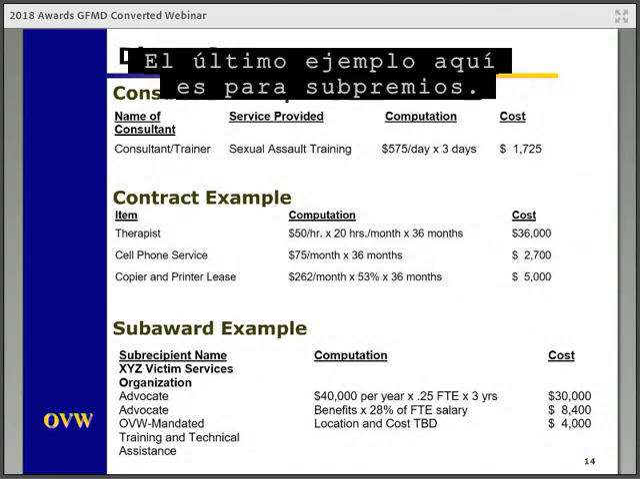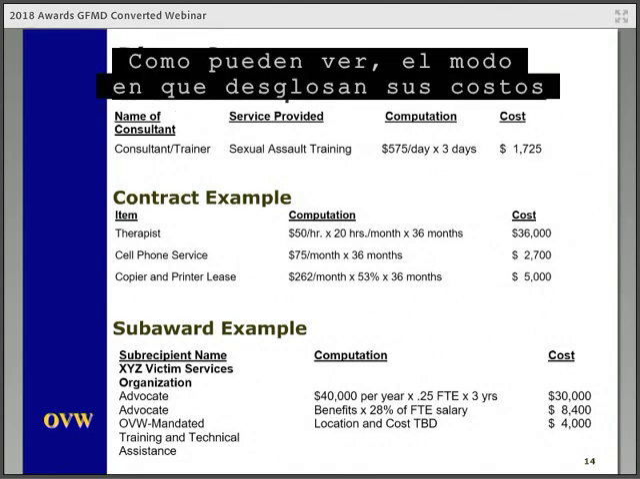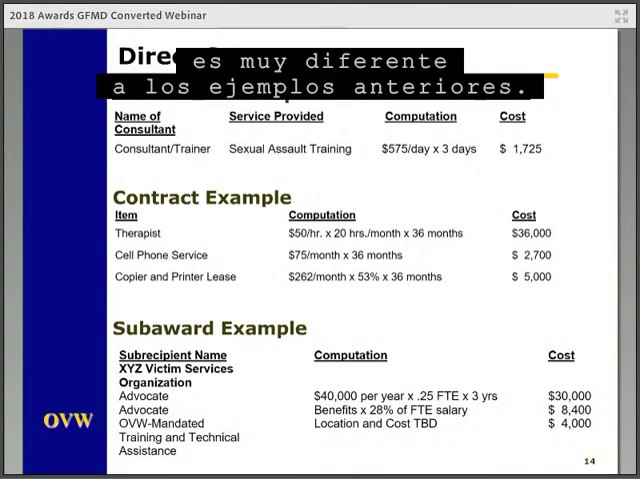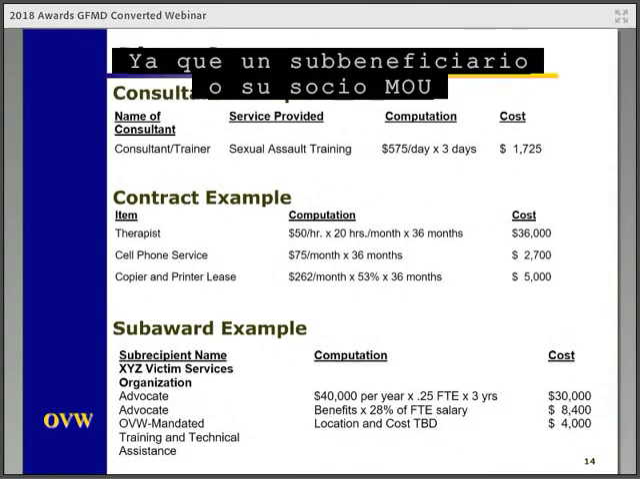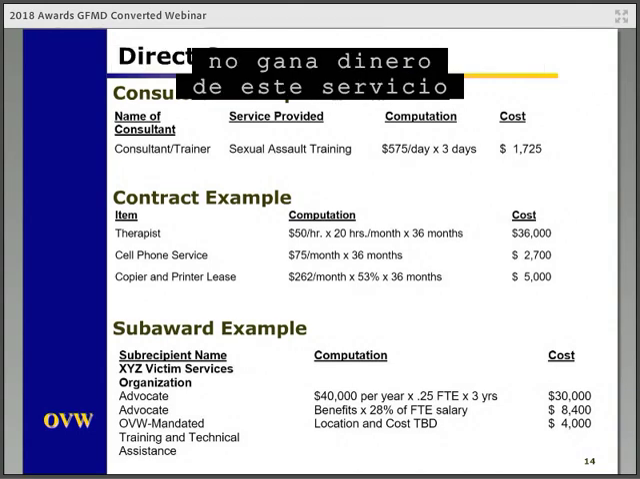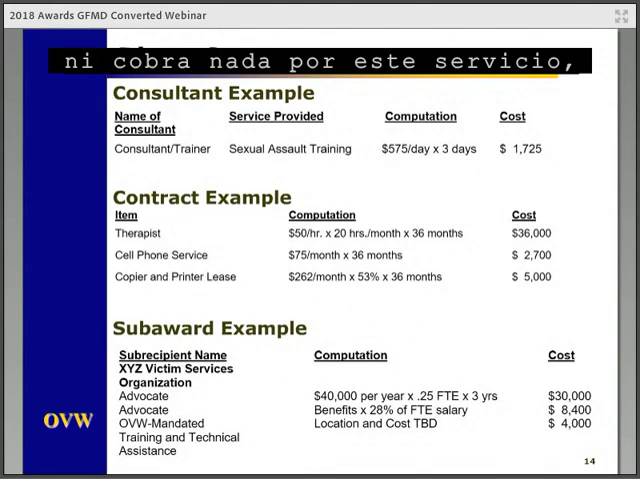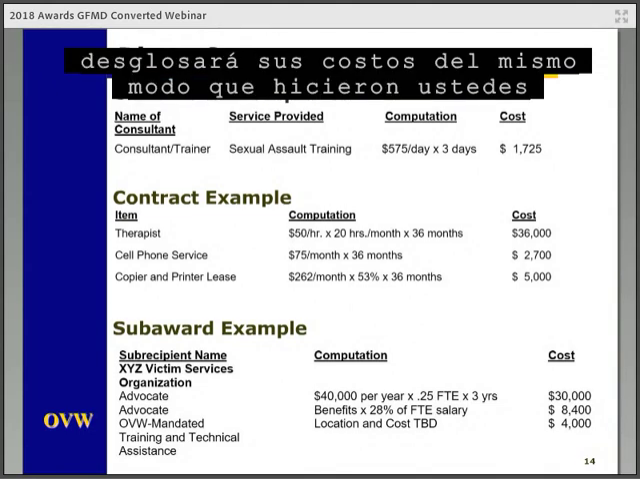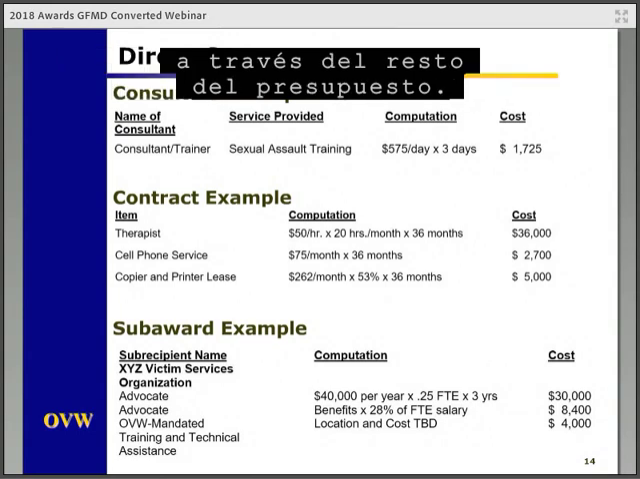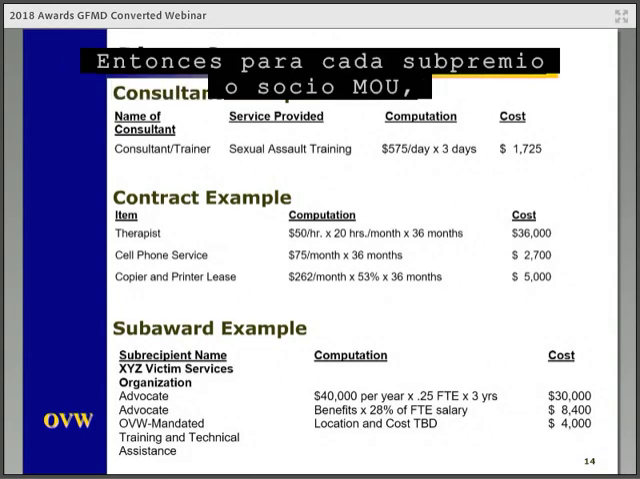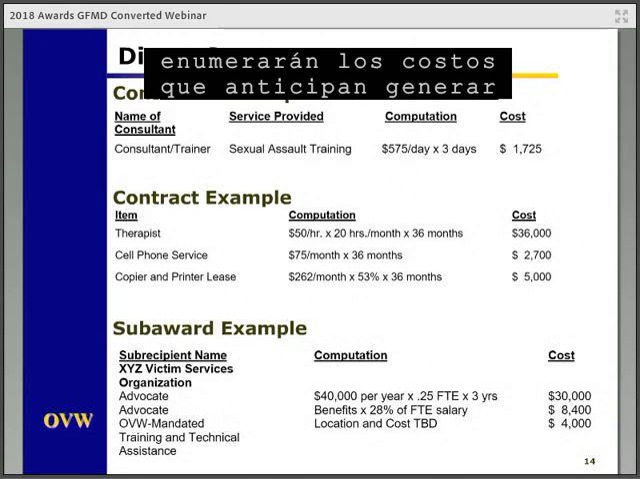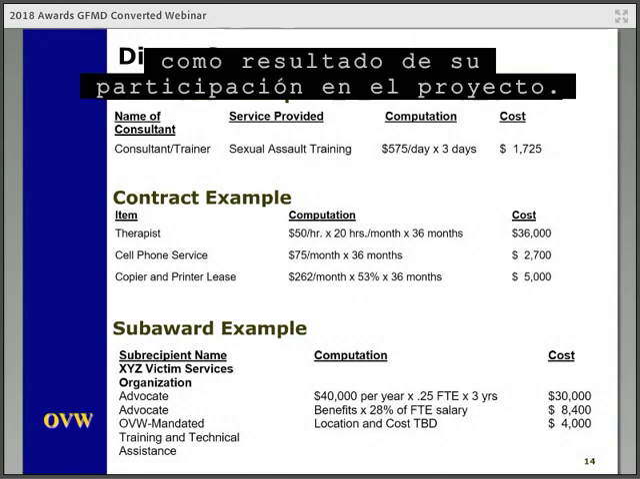The last example here is for subawards. As you can see, the way they break down their costs is very different from the examples above it. Since a subrecipient or your MOU partner is not making a profit from this service, nor do they charge in a fee-for-service manner, they'll break down their costs just like you did throughout the rest of the budget. So for each subaward or MOU partner, you'll list out their costs that they anticipate incurring as a result of their participation on the project.